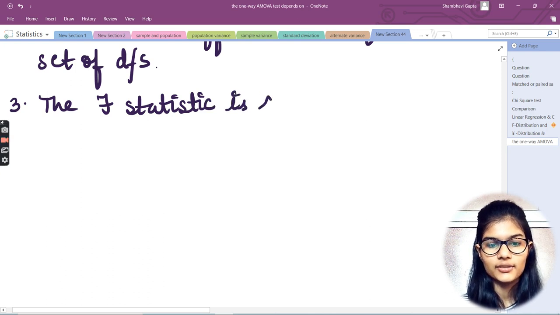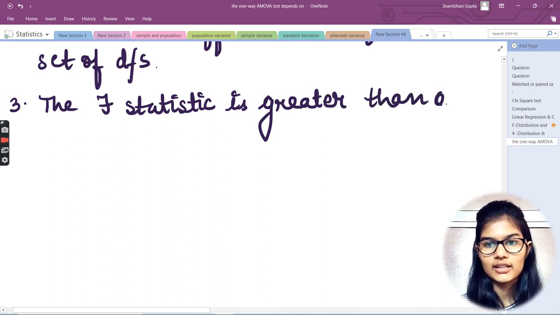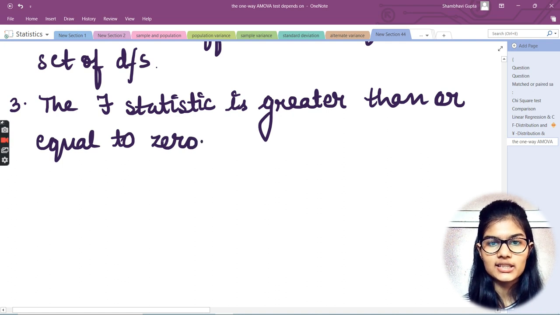For number three, we have that the F statistic is greater than or equal to 0. Okay, this is the next point. Next we have number 4 here.